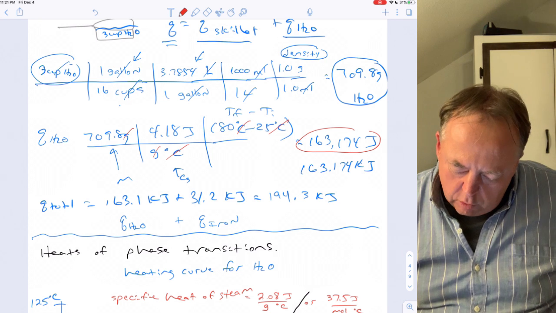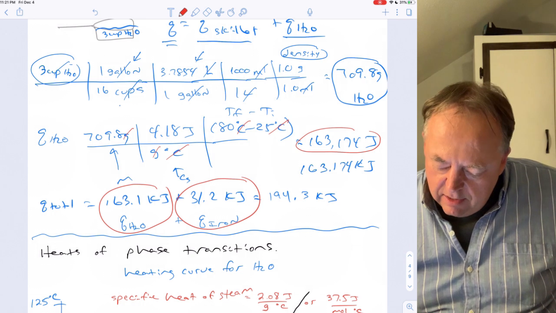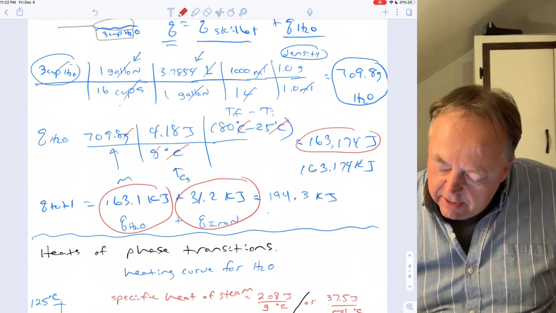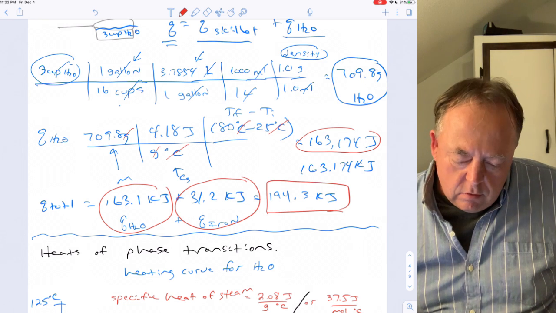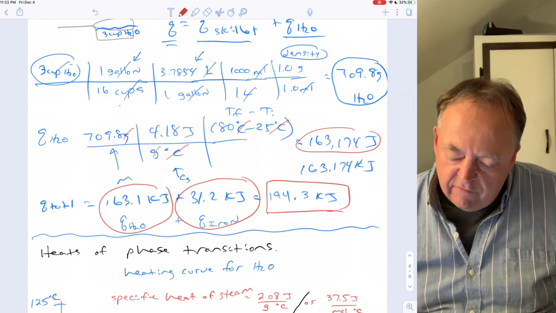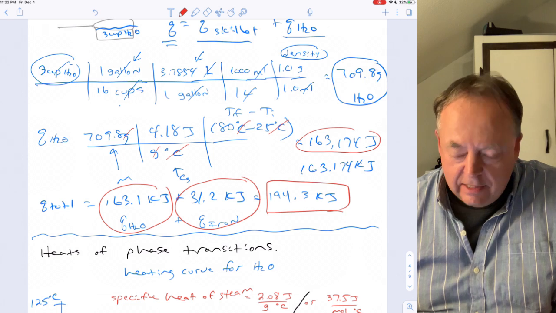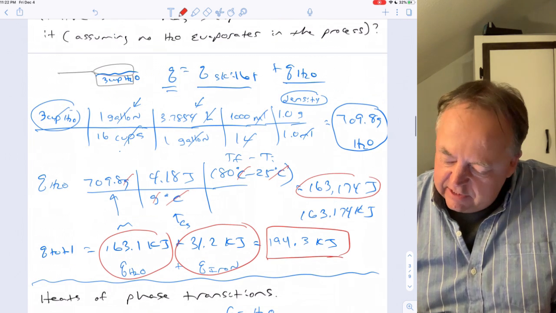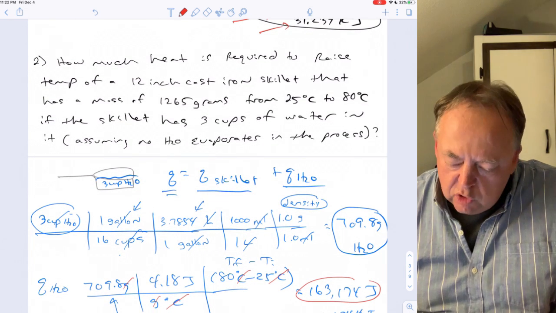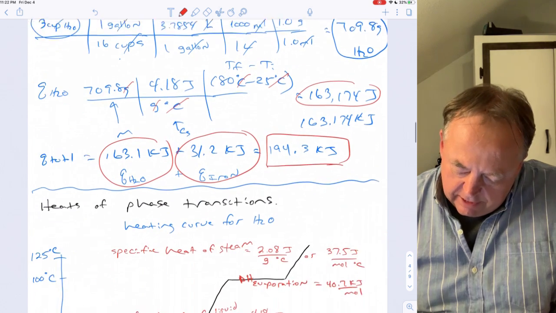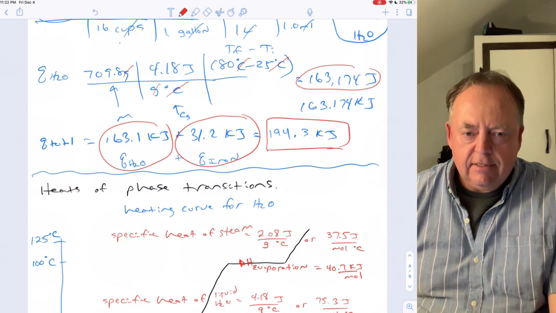So now we can calculate the total heat. So take the heat needed to raise the temperature of water, plus the heat needed to raise the temperature of the iron, and add the two together. It would require 194.3 kilojoules of energy to raise the temperature of both of them from 25 to 80. So if you notice, it takes a lot more energy to raise the temperature of water than it does iron, even though you have almost twice as many grams of iron as water, 709 grams. But it takes a whole lot more energy to raise the temperature of water than the iron because water has a much higher specific heat capacity.